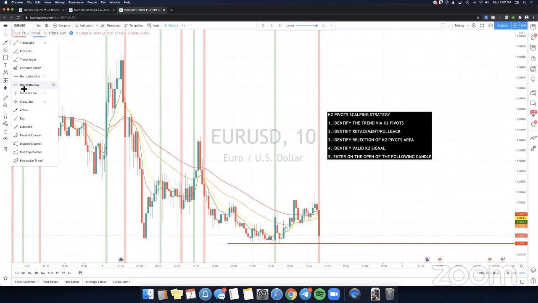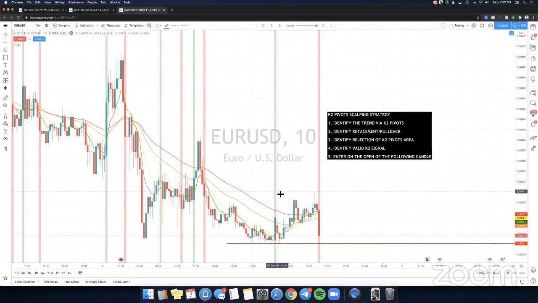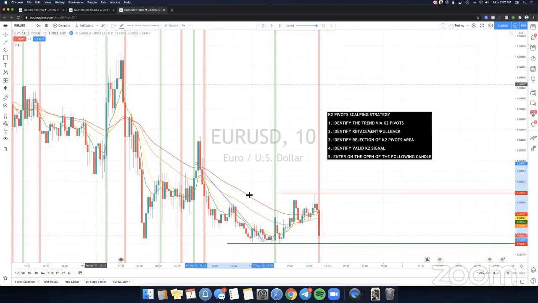So right here, you can see that this is the high. So basically what happened here was price was going down, then it retraced, and then it rejected off this point right here. So it rejected off this point.